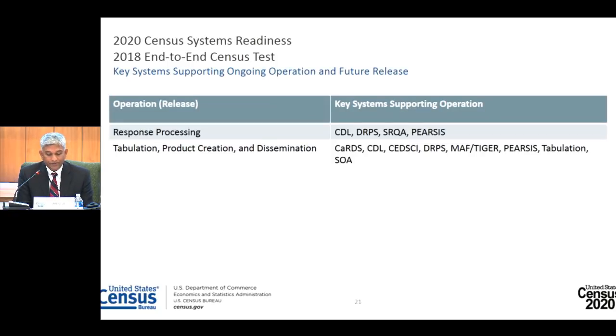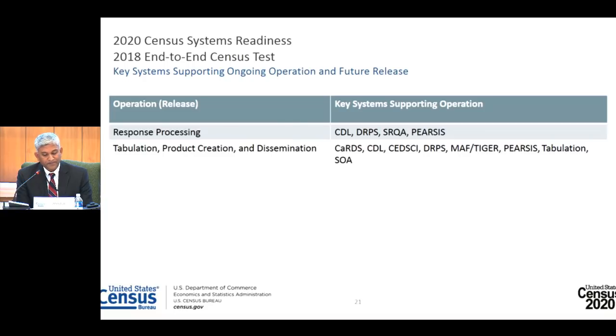This slide shows the key systems supporting the response processing, tabulation, product creation, and dissemination releases. The self-response quality assurance system, SRQA, formerly, as you probably remember, known as fraud detection system, is operational. It was deployed into production and successfully executed an initial production data run. The full 18 census test data set will be run through the SRQA system after census red team testing is complete.